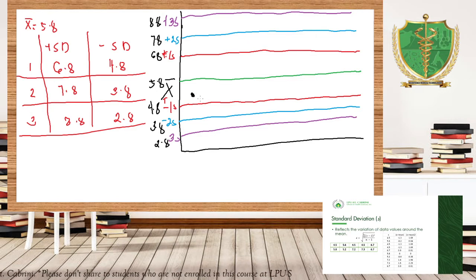Next is 5.6, so near the mean. 4.5, yeah, to this one. Another 4.5. 6.7. Okay, 5.8. Oh, we are on the mean. 5.2. Okay, below the mean.